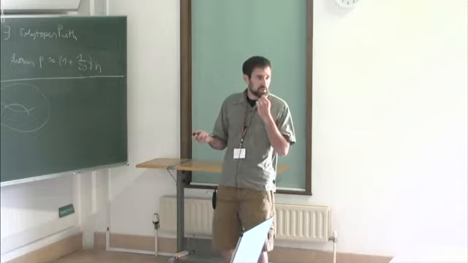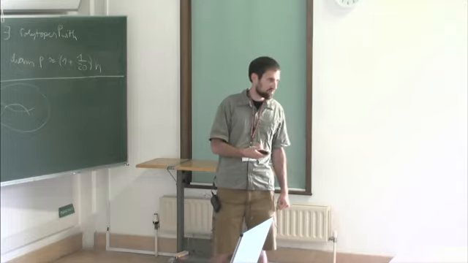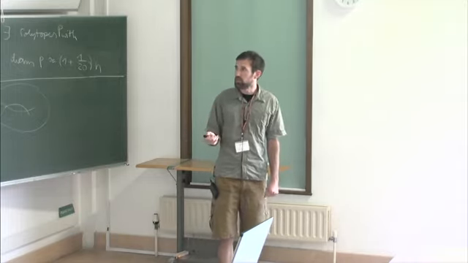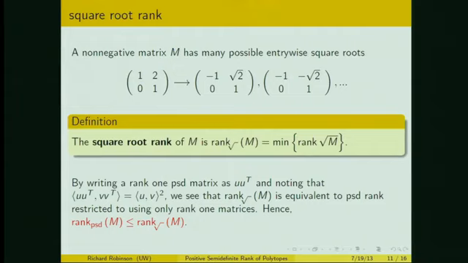So how do we connect this to PSD rank? What we do is, if we have a rank 1 PSD matrix, we can write this as UU transpose for some vector. So then if we have the inner product between two rank 1 PSD matrices, and we write out what that means, we see that it just amounts to the vector inner product of U and V squared. And so once we notice this trick, it's pretty immediate that square root rank is exactly equivalent to the PSD rank when we only use rank 1 matrices as our factors. So square root rank is an upper bound.